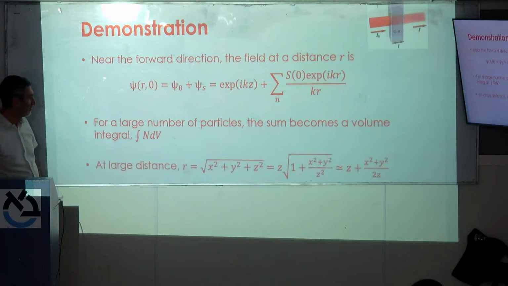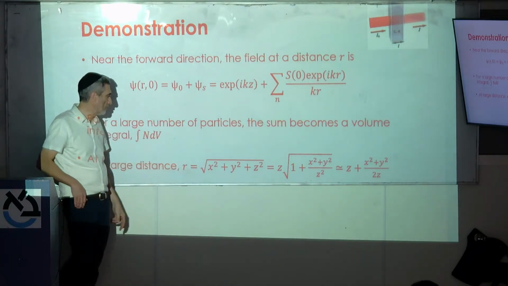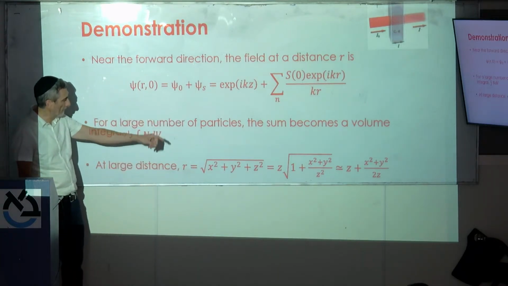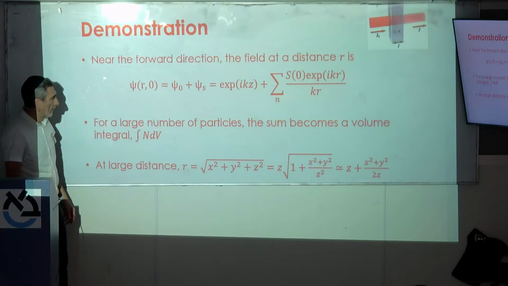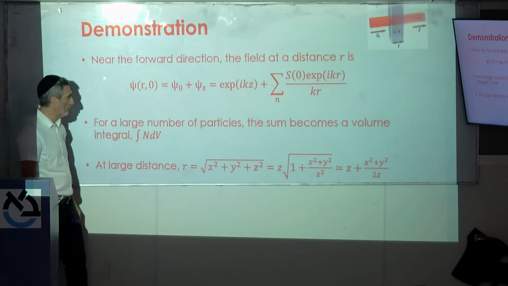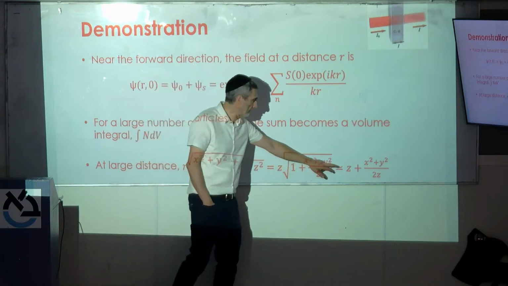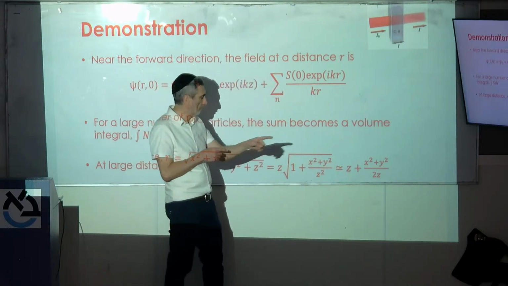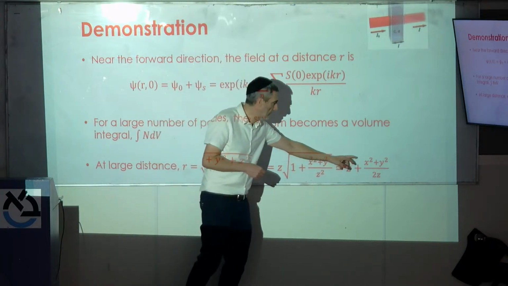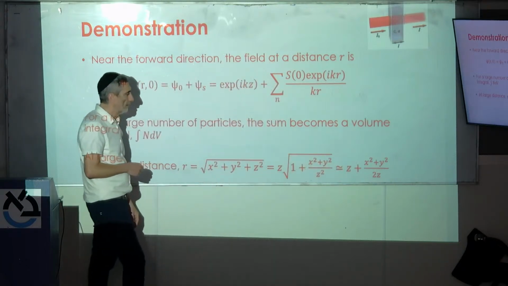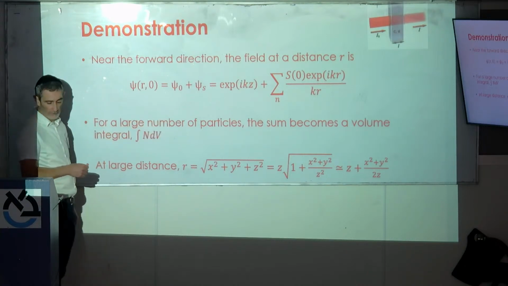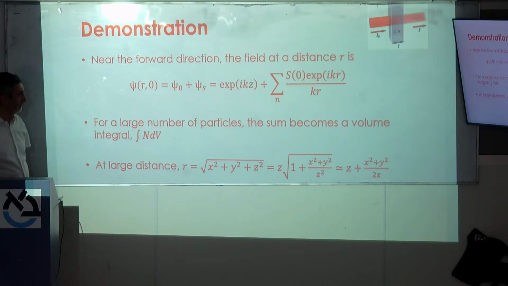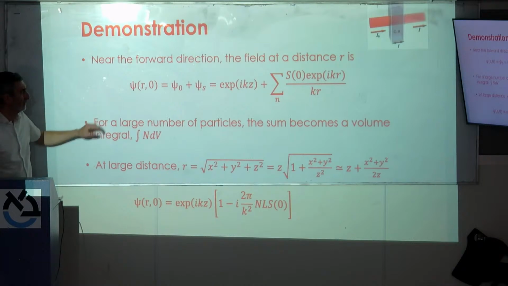So at large distance, you can use, if you remember this approximation, the position r, which is the square root of x squared plus y squared plus z squared, can be at long distance approximated by this expression here, z, so the distance along the forward direction, plus x squared plus y squared over 2z. So a small solid angle around the direction of incidence.